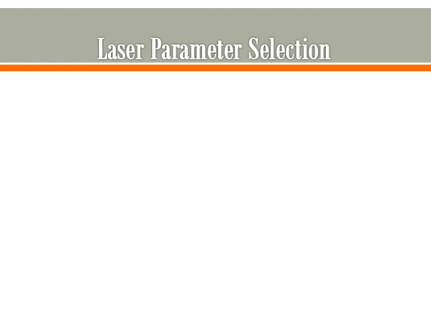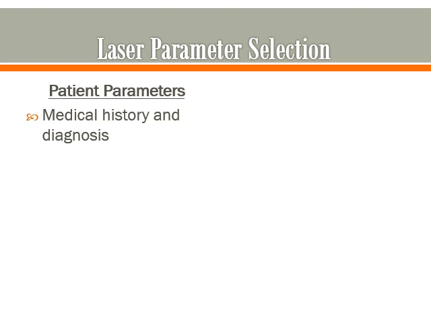So with laser parameter selection, we're going to look at two different perspectives here. We'll look at patient parameters. You want to look at your medical history and diagnosis. Make sure that the laser is an appropriate treatment for what it is you're doing. Make sure it matches your goals. Look at the stage of injury the individual is at, because the laser will have a different effect based upon what stage of injury, in other words, what part of the healing process is involved.